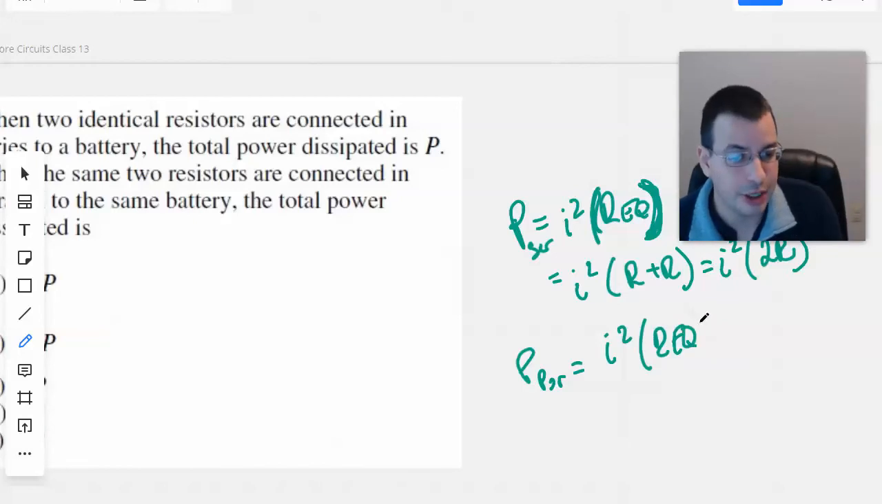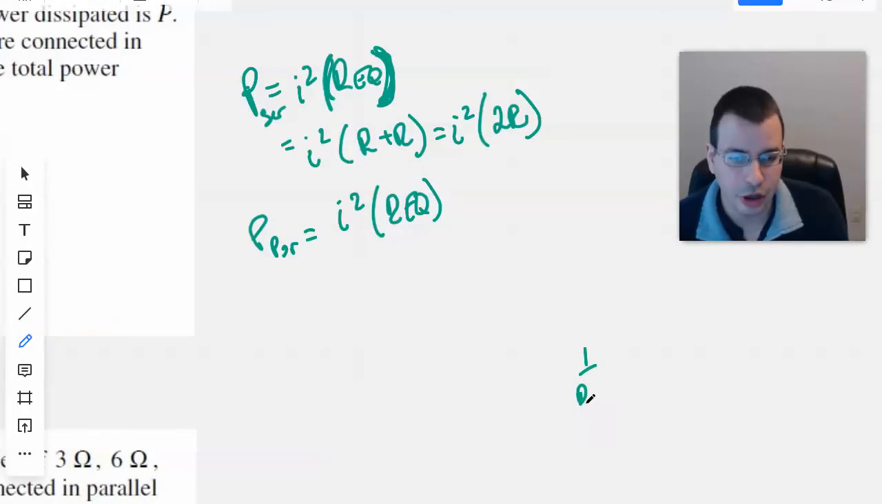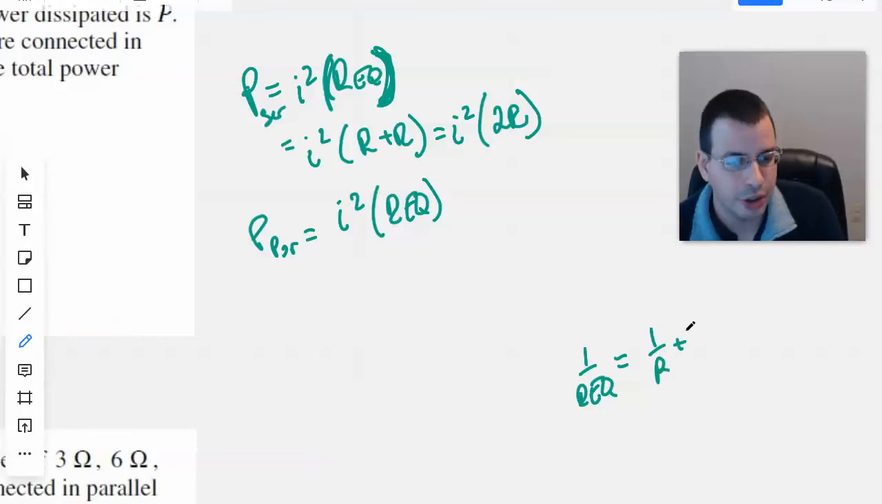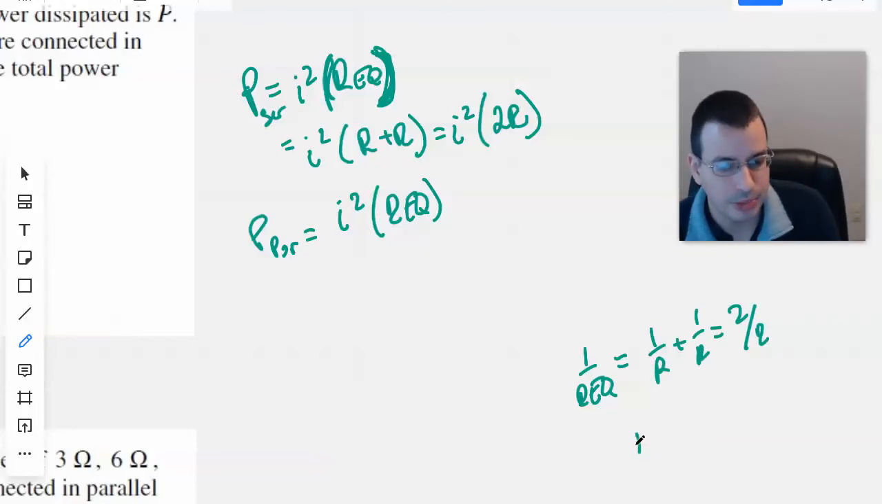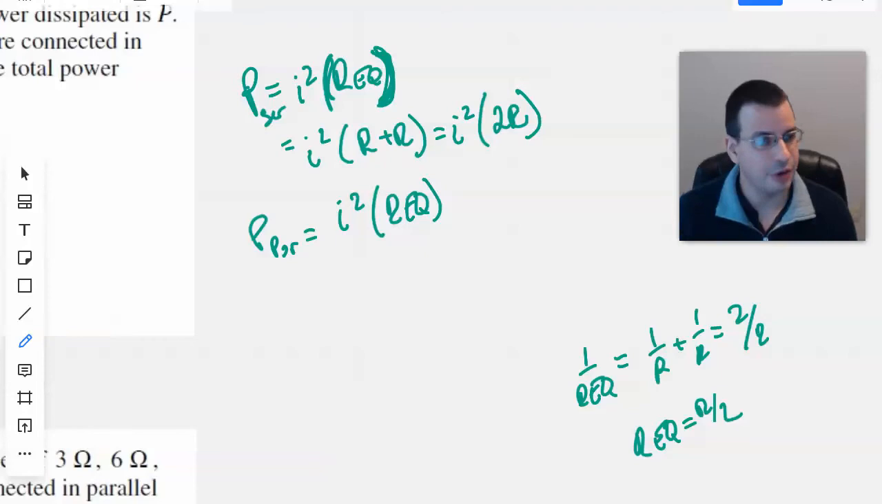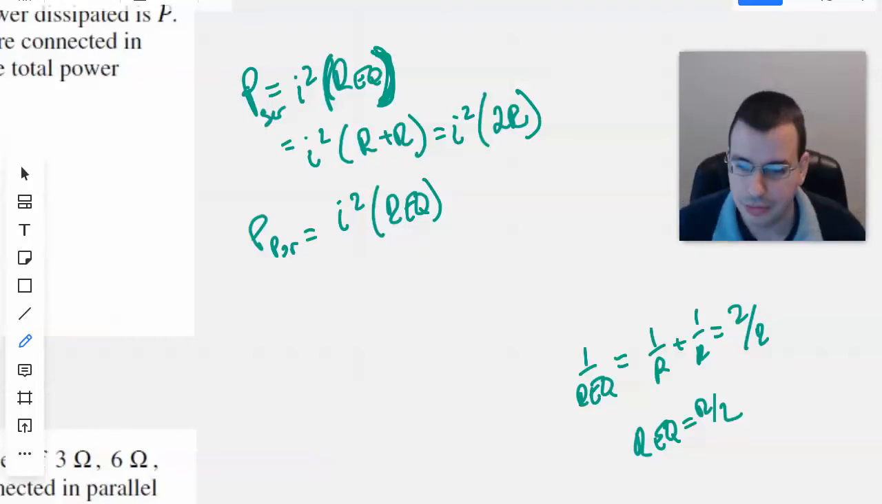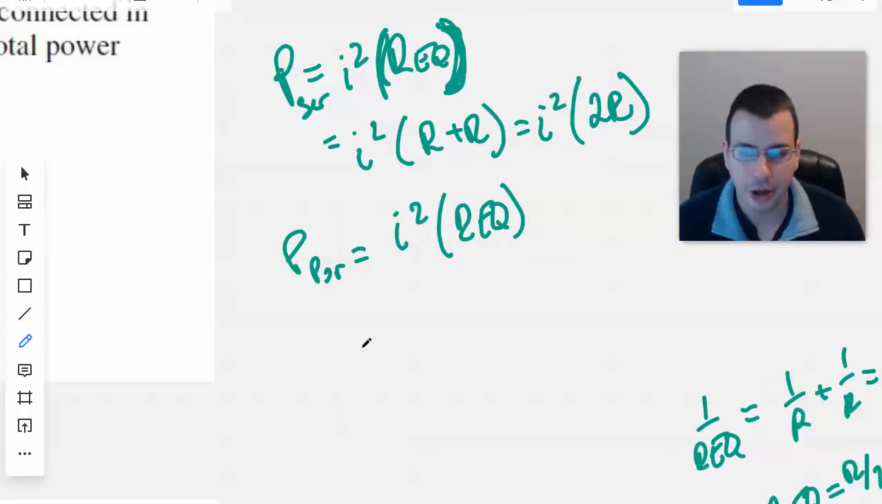Now these are in parallel. So 1 over R equivalent equals 1 over R plus 1 over R, which equals 2 over R, which implies that R equivalent is R over 2, which makes sense. If you have two identical resistors parallel to each other, half the flow will go through one, half the flow will go through the other. Pretty reasonable. Okay, so we come back up here.